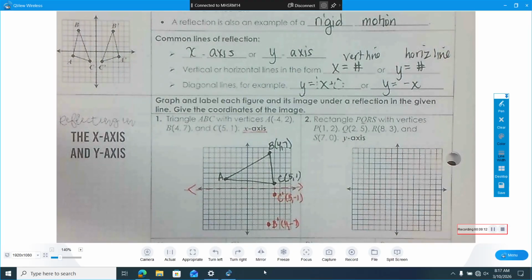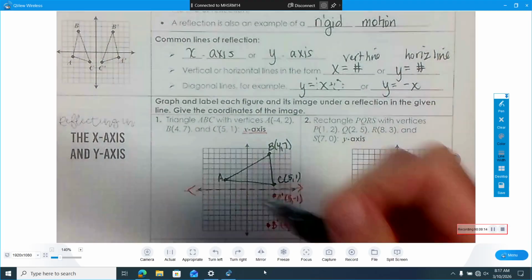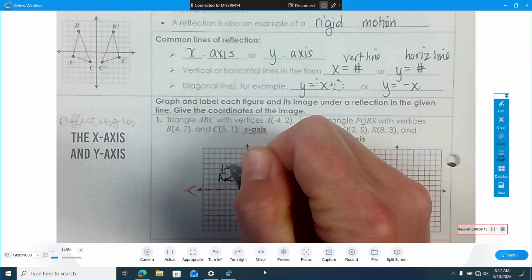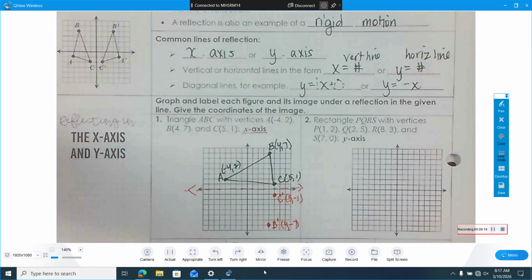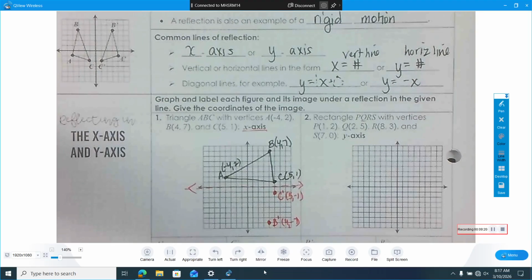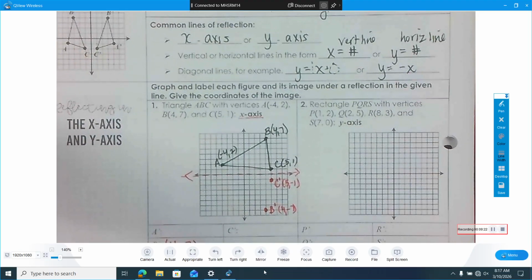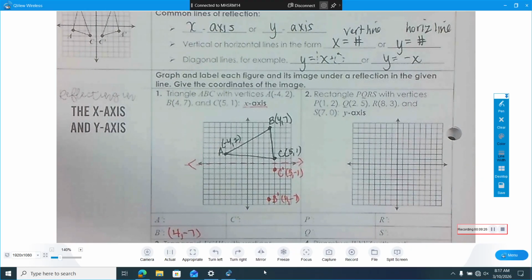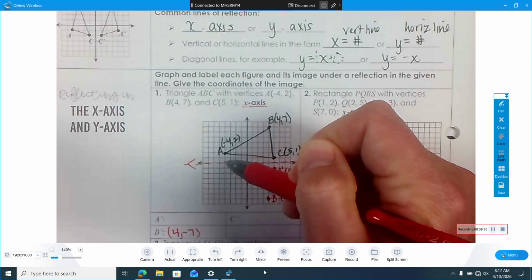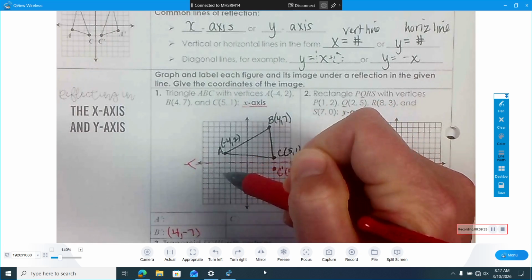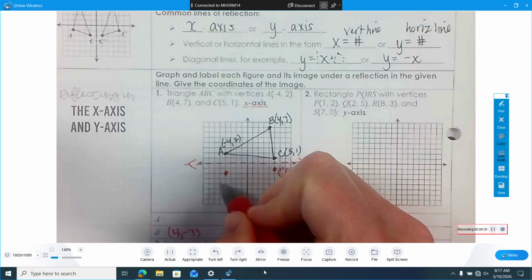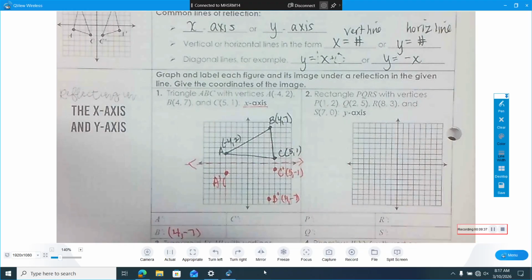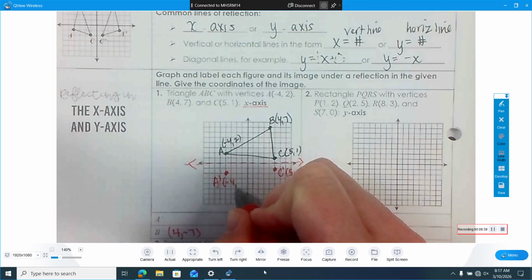All right, and then A was at negative 4, 2. And where is its image at? Negative 4, negative 2. It goes straight down 2 blocks and straight away 2 blocks. So this is A prime at negative 4, negative 2.